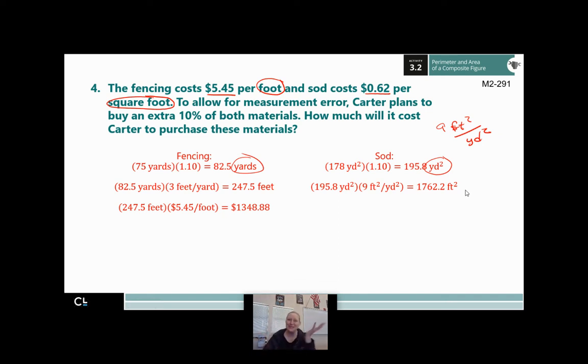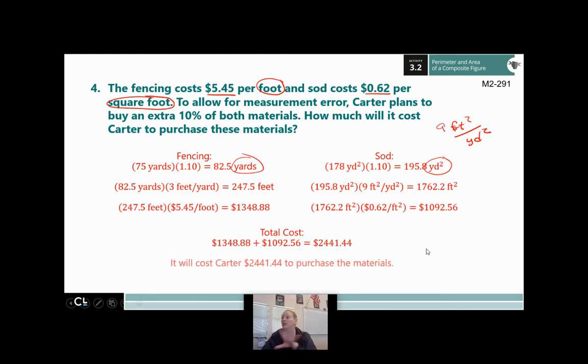Now we can finally do the easy part. Now I can finally just be like, fine, this 1,762.2 square feet, multiply it by my 62 cents or $0.62 per square foot. And don't forget to round to 2 digits behind the decimal because it's money. Nobody's going to cut up pieces of pennies for you. They're not. So we get $1,092.56. So this means if I add this together, because I want to know total, Carter's doing some big renovations in that backyard. That means I got to add these together for my total cost. So that means this is going to cost Carter $2,441.41 just for the materials, right?